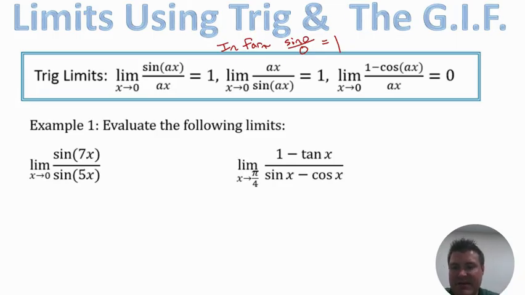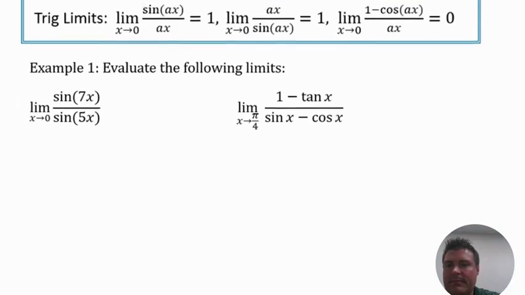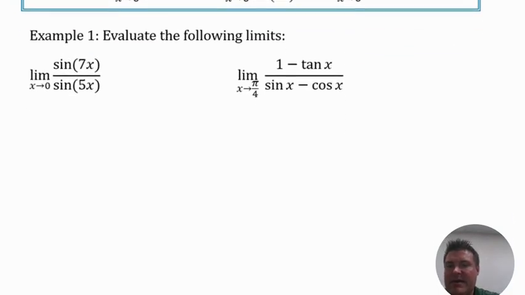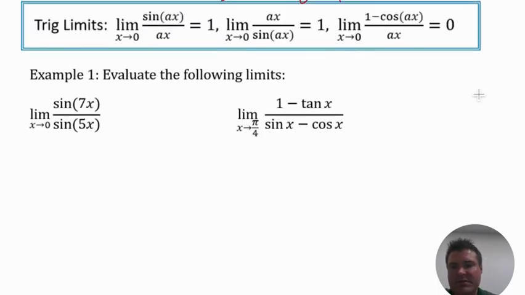So for this first example here, we have the limit as x goes to 0 of sine of 7x over sine of 5x. If I plug in a 0, I'm going to get 0 over 0. That's not in the form of sine of 0 over 0 or 0 over sine 0. What I want to do here is create those ratios. So I'm going to multiply the top by 7x, bottom by 7x, multiply the top by 5x, and bottom by 5x. You'll see where this is going in just a minute.